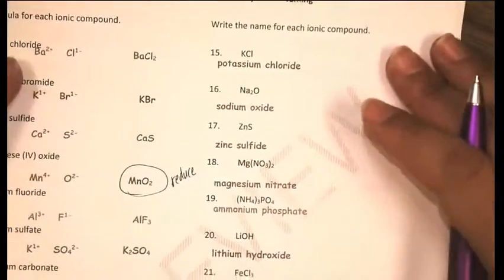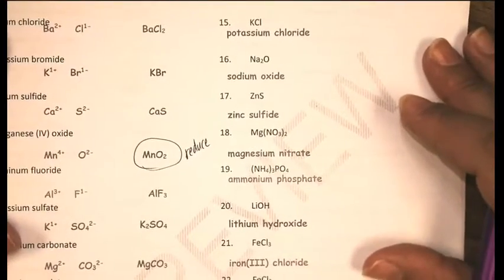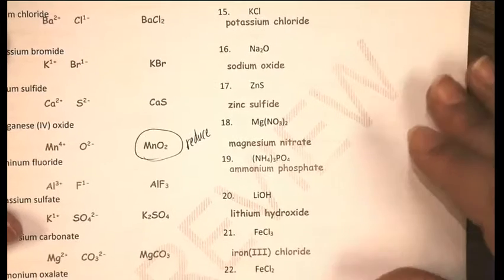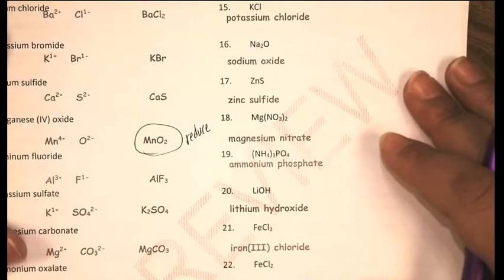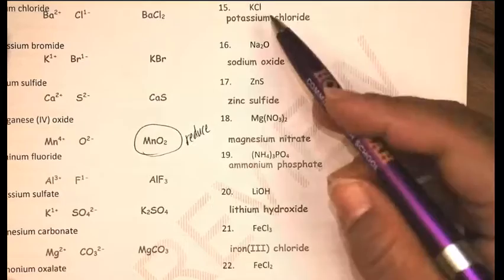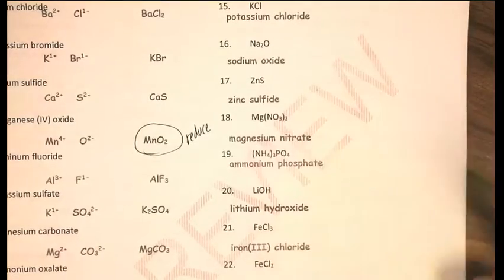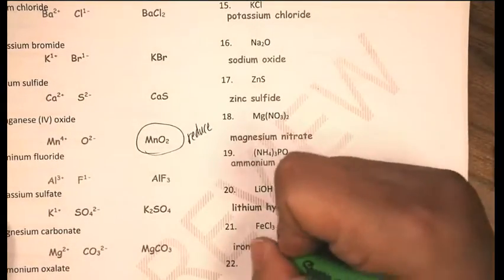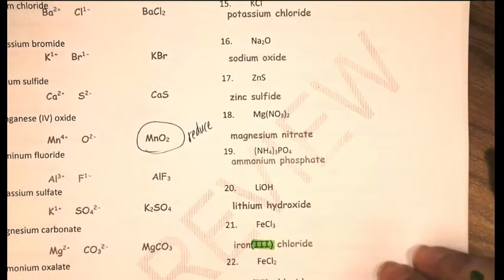Okay, now we said that when it comes to names, it's a little bit more of a challenge because some of them need Roman numerals. So if we're looking at 15 to 21, notice how this one has a Roman numeral, and the reason why is because iron can be 2+ or 3+.